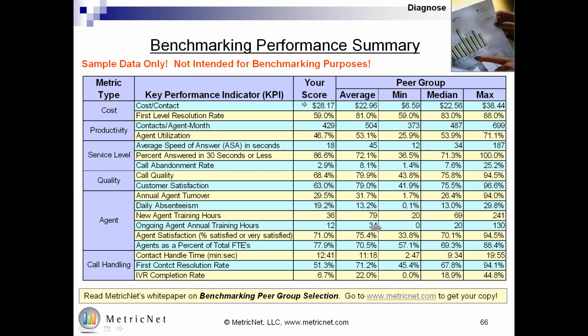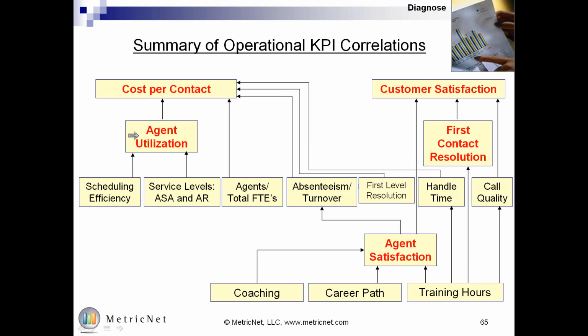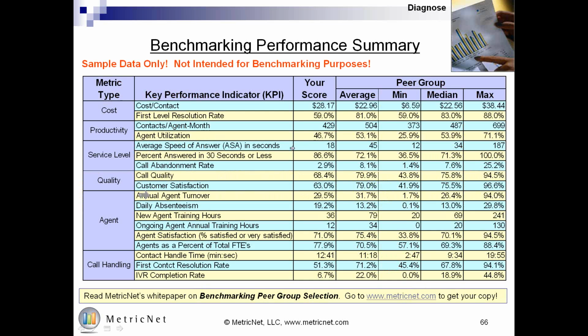So we know that when the cost is high, oftentimes it's because agent utilization is low. And sure enough, if we look at our agent utilization at 46.7%, it is significantly below this peer group average of nearly 100 other call centers at 53.1%. So there's our first smoking gun. Now remember, oftentimes if utilization is low, it's because service levels are too aggressive. So let's see if that's a problem here.